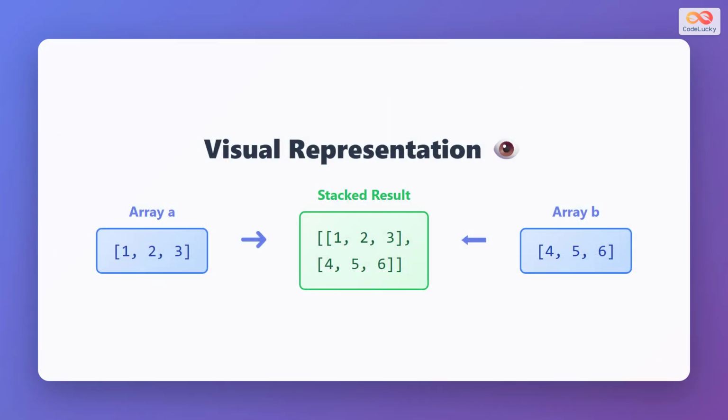Here's how the stacking works visually. Array A, which is 1, 2, 3, and array B, which is 4, 5, 6, are combined into a single stacked result. The output is a two-dimensional array where the first row contains 1, 2, 3, and the second row contains 4, 5, 6. Notice how the arrays are stacked vertically, creating rows in the new dimension.